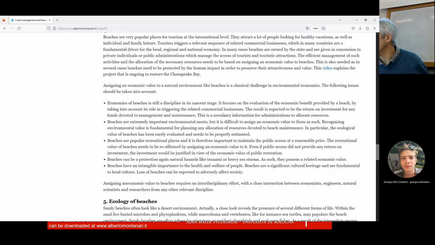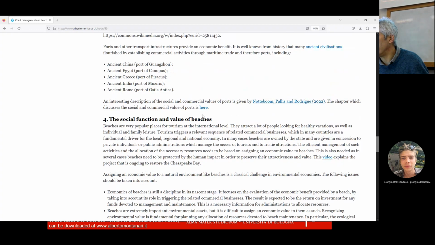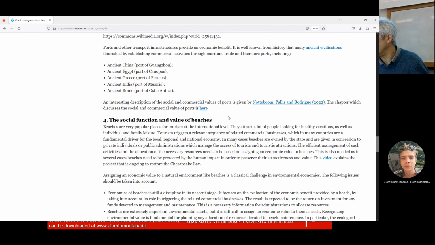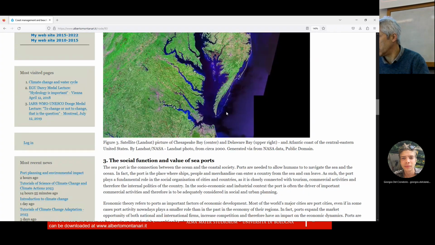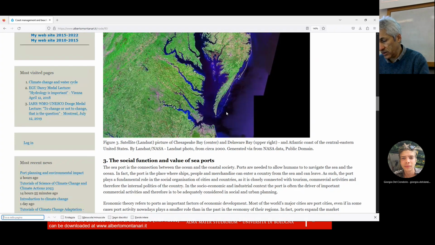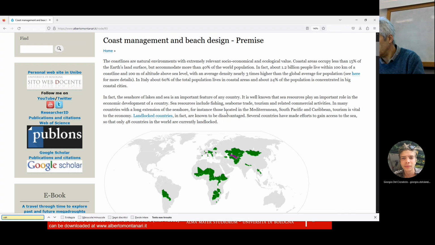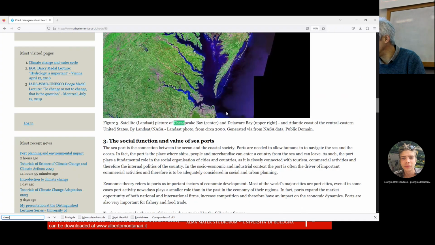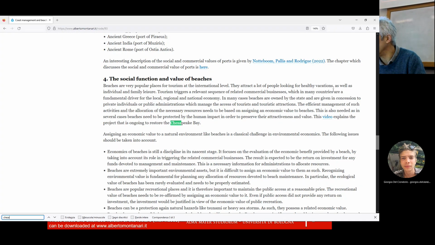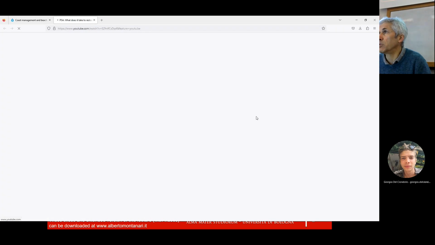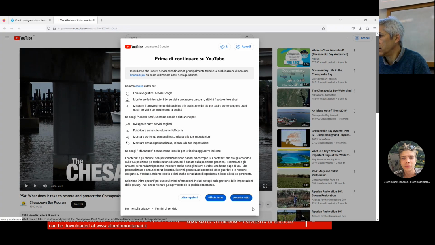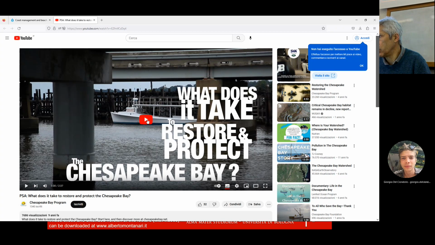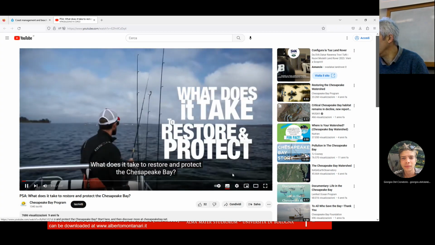It gives an idea of the action that can be taken for protecting the ecosystem of beaches. Okay, it's here. Let me open it for a few seconds. It is 2 minutes, but we are not going to watch the whole duration.